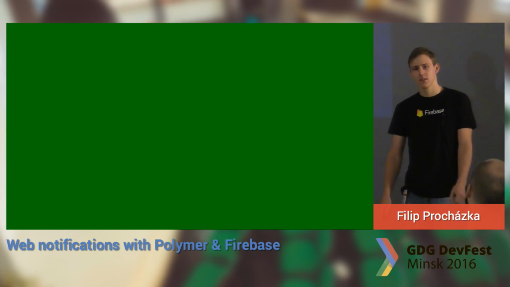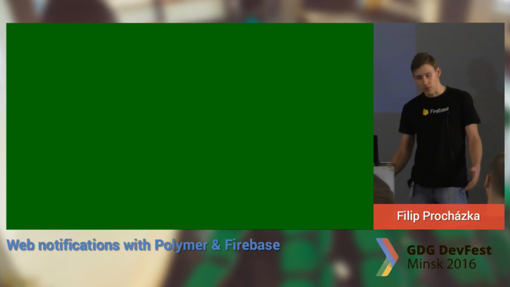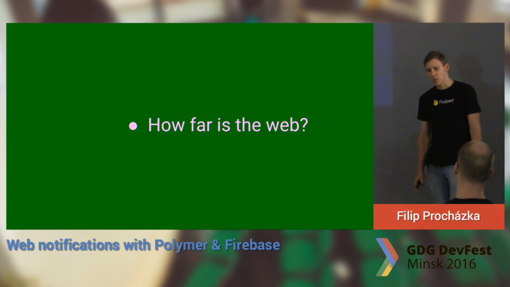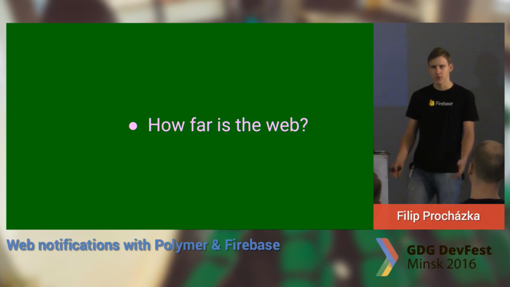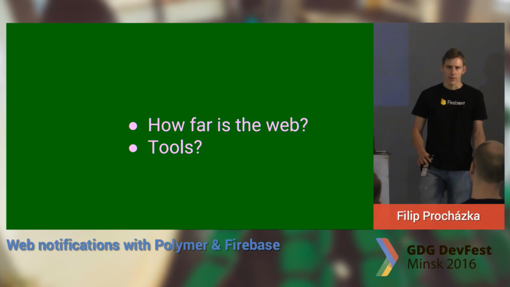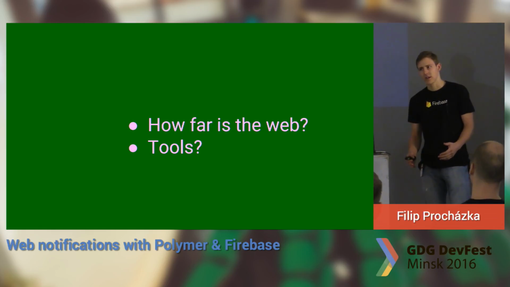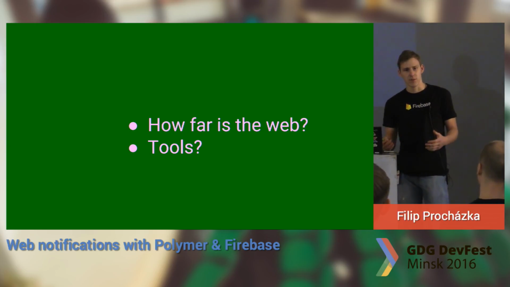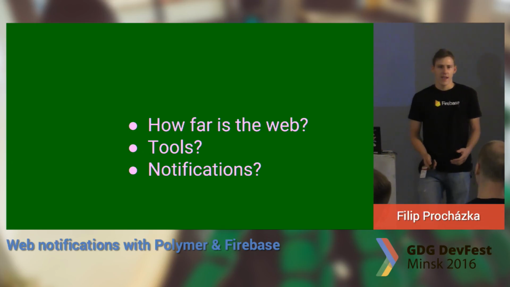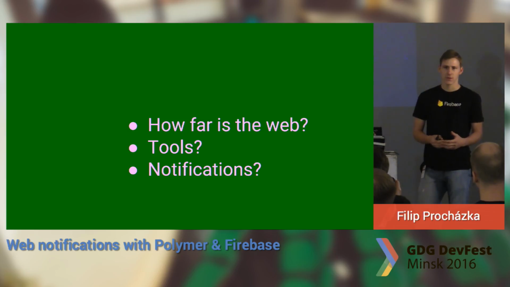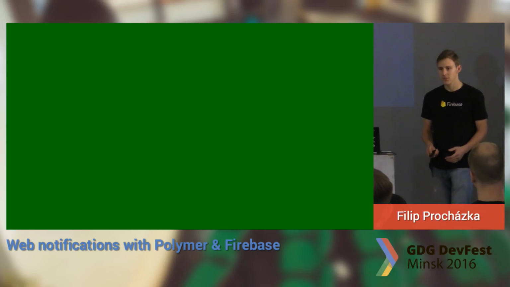So let me start with what we are going to talk about today. We will start with a small journey into the history of the web and what it's capable of today. Then we will talk about some tools that are available to us nowadays and that we can use to simplify the implementation of those features. And in the end, we will look at the implementation of one of those features, which is web notifications.